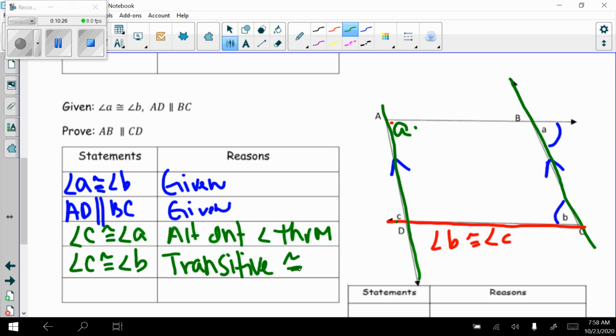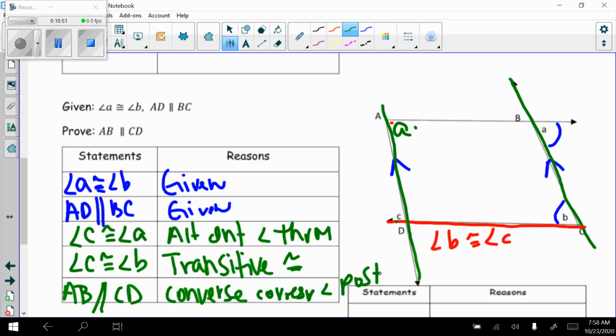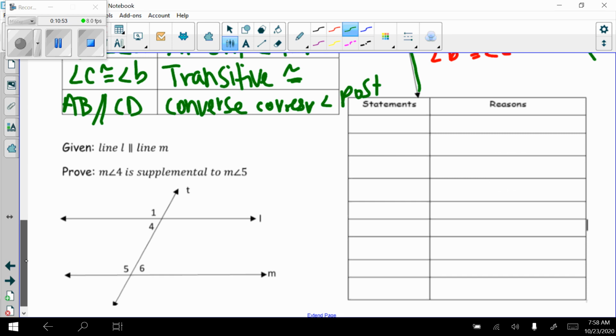We said as long as we got C and B congruent, then we could say that AB was parallel to CD. I'm proving lines parallel, so I know I need the converse. What kind of angles are B and C? B and C are corresponding. So this is the converse of the corresponding angle postulate. All right, let's look at another one.